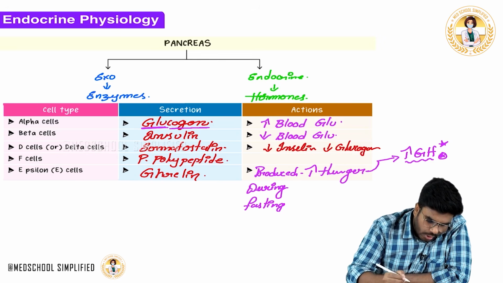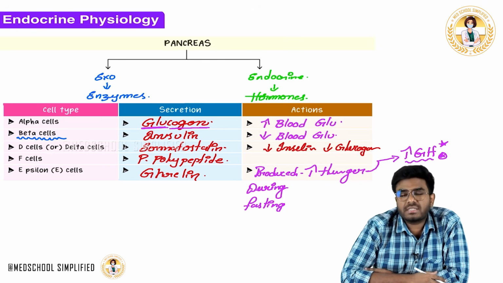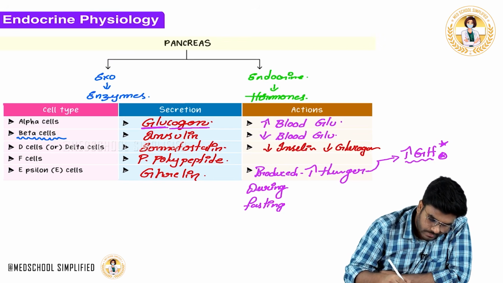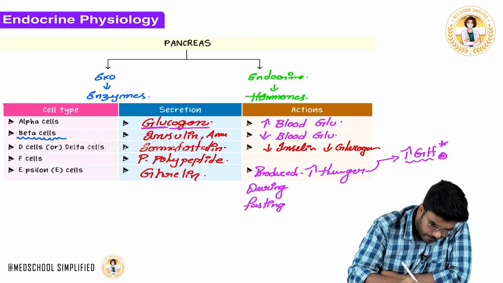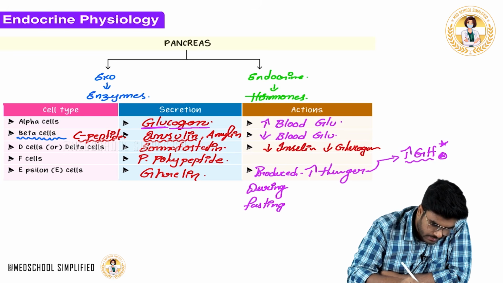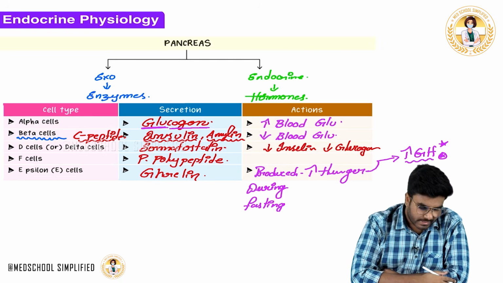We all know that a normal student knows that the beta cells of the pancreas produce insulin. But remember, not only insulin, these beta cells will also produce some other hormones like amylin and C-peptide. So what are the three important substances produced from the beta cells? The beta cells produce amylin, C-peptide as well as insulin.